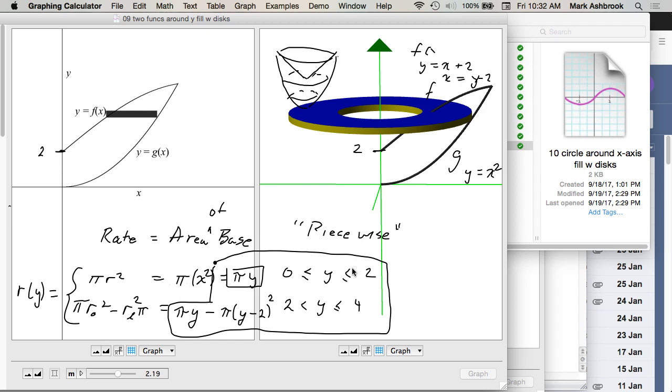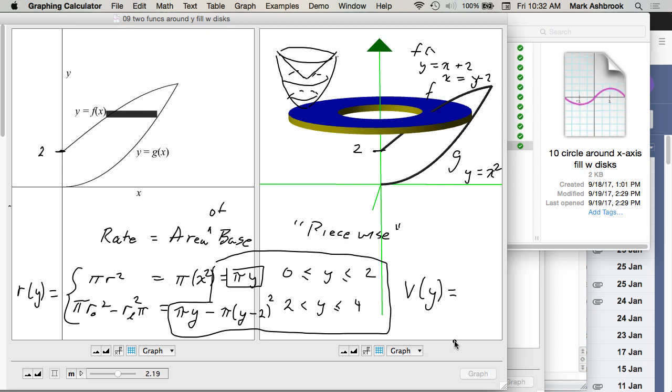It's piecewise. So when y is from 0 to 2, the rate is pi y. When y is from 2 to 4, it's pi y minus pi times y minus 2 quantity squared. So then the volume function needs to be defined piecewise also. But it's no problem because if we want the total volume starting at y equals 2, we know how to do that. What's the total volume starting at y equals 2?